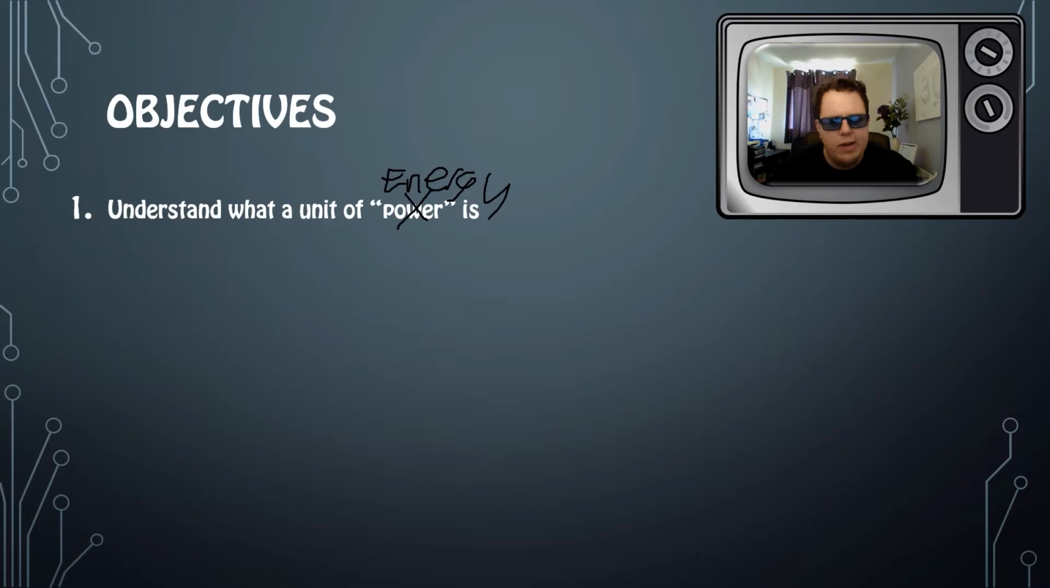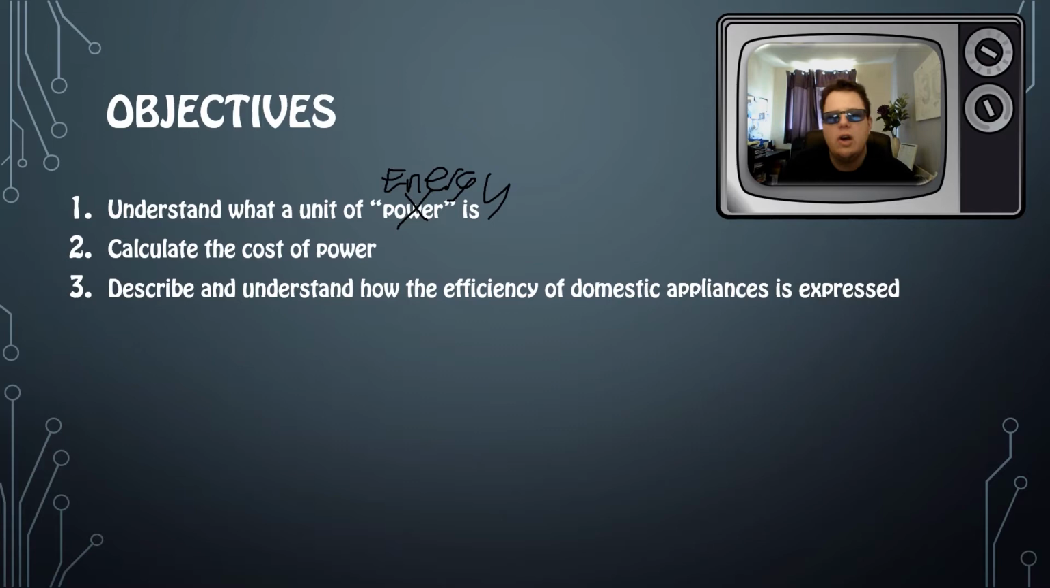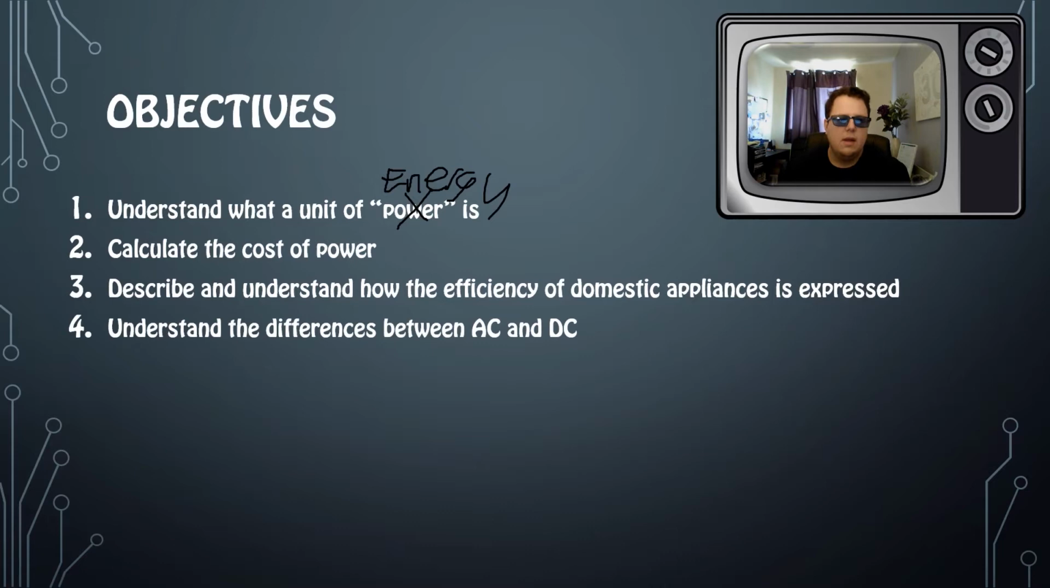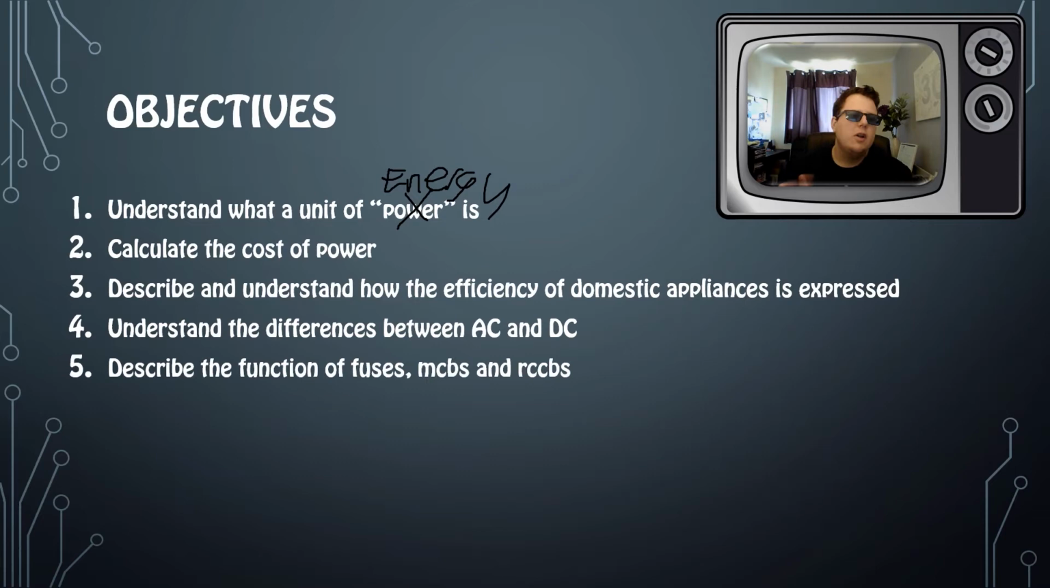We're going to try and calculate the cost of this power in electricity, and in gas as well, it can be used. We're going to be able to describe and understand how the efficiency of domestic appliances is expressed. So when you go to a shop, how you can decide which appliance is the most efficient. We understand some of the key differences between AC and DC and what those mean. We're going to describe the function of safety features in main circuits, so fuses, MCBs and RCCBs and what that means.